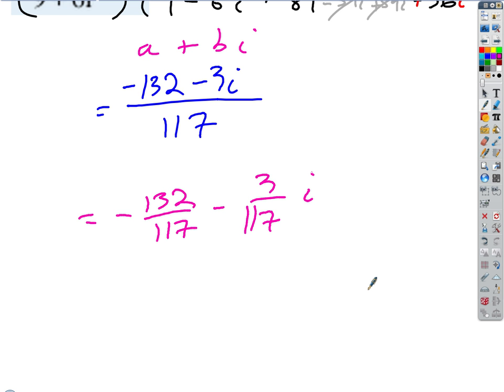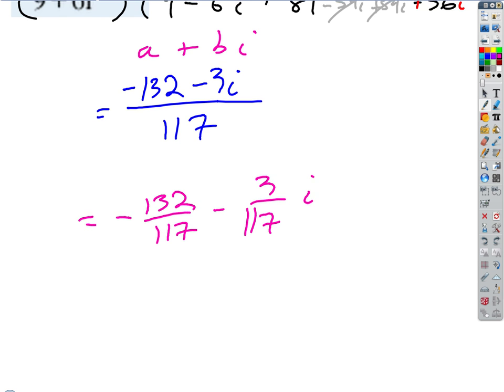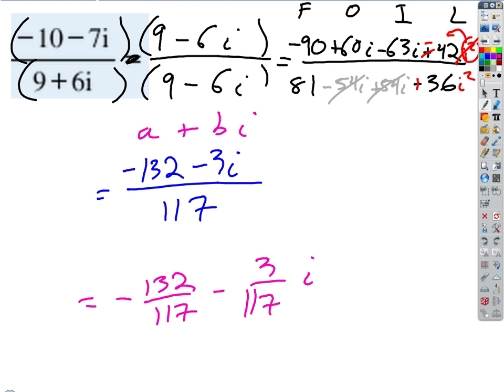Make sense? What do you do if there's a square root in the original equation? Okay, if there's a square root in the original one, you do the same thing. It makes it a little tougher because instead of multiplying by something like 9 minus 6i, it might have been square root of 3 plus square root of 7i. You're going to get harder answers only because when you FOIL it out, you have to multiply those square roots.